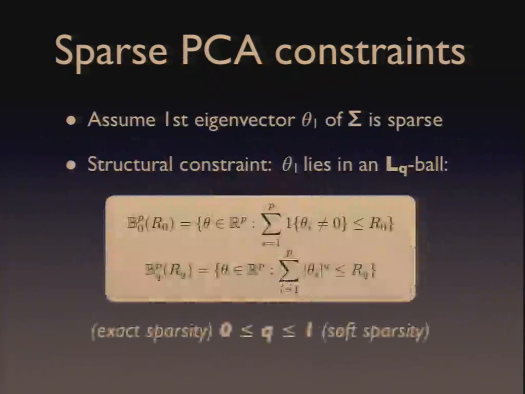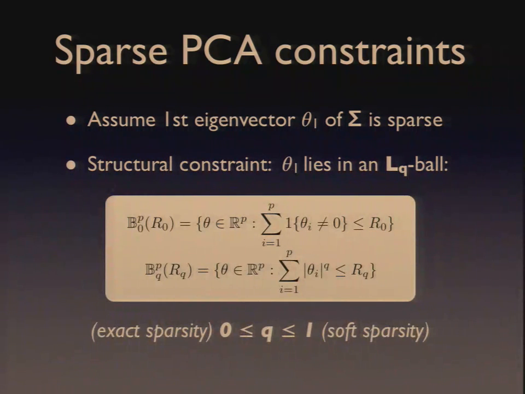For the second ingredient, we assume that the leading eigenvector is actually sparse. So from now on, theta 1 is the leading eigenvector of the population covariance matrix. And we're going to assume that theta 1 belongs to some Lq ball. Okay, so the easiest case is q equals 0, the L0 ball.